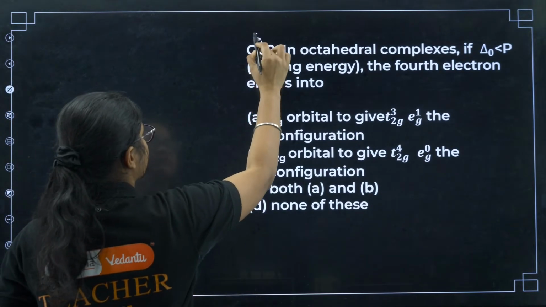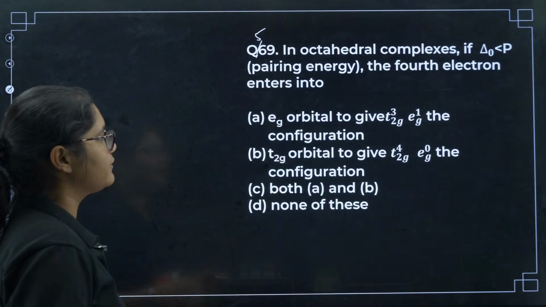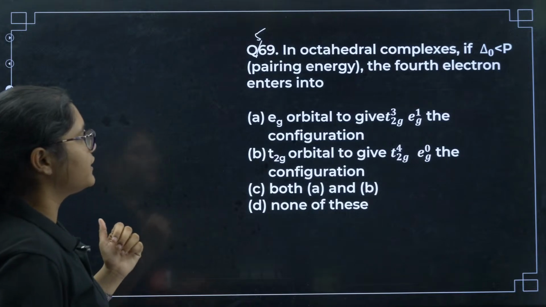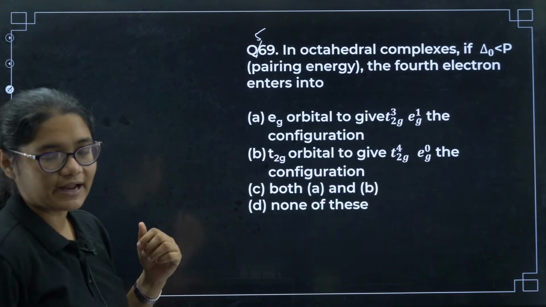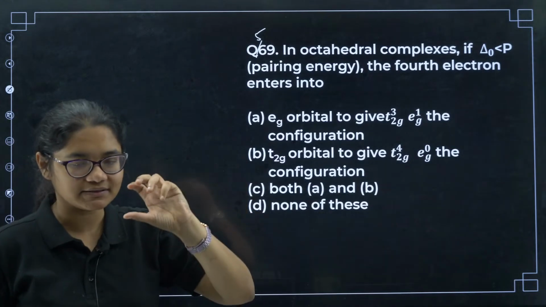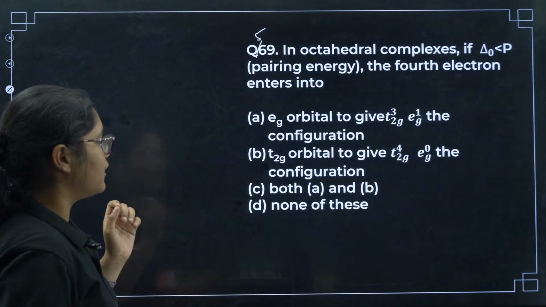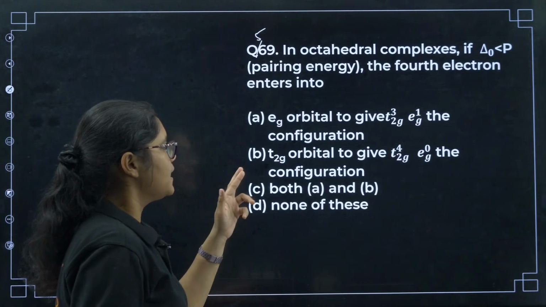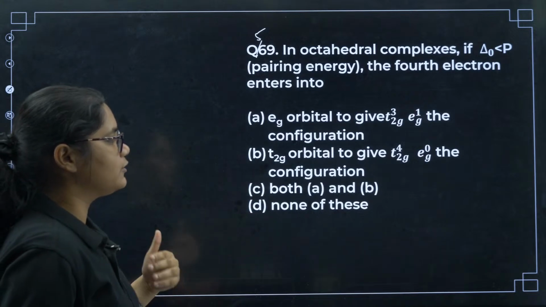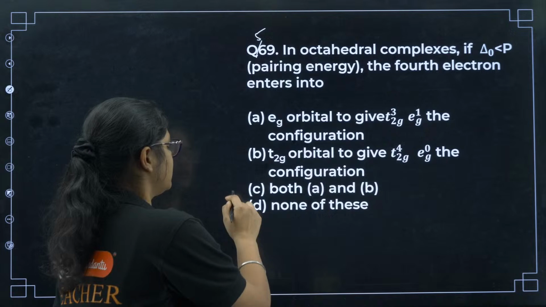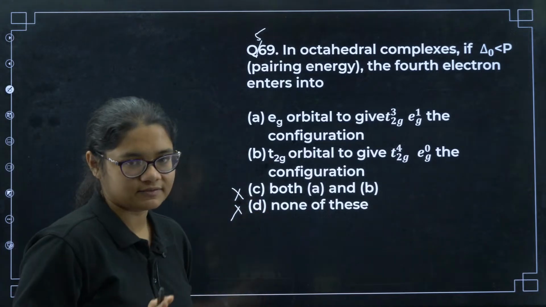Okay, next question, here is a small mistake. This is question number 59. In octahedral complexes, if delta O is less than P, the fourth electron enters the Eg orbital to give a t2g3 eg1 configuration, or enters the t2g orbital to give a t2g4 configuration, both A and B, or none of this. Delta O is less means it is a weak field ligand, okay, the delta O gap is very less.